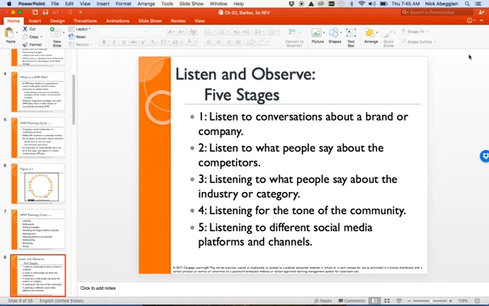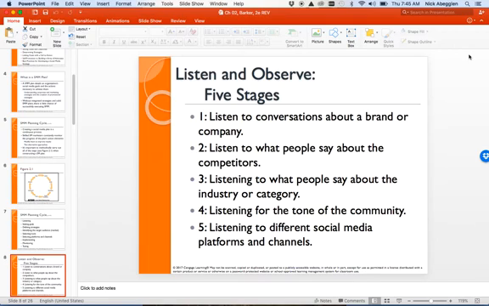Number two, listen to what people are saying about the competitors. So in addition to listening to how people feel about our competitors, it's also helpful to identify the most competitive areas on the social media landscape. So what are the competitors doing on social media? Who are they targeting and what seems to work? So understanding and doing your research will again improve and create a better business plan for that business.